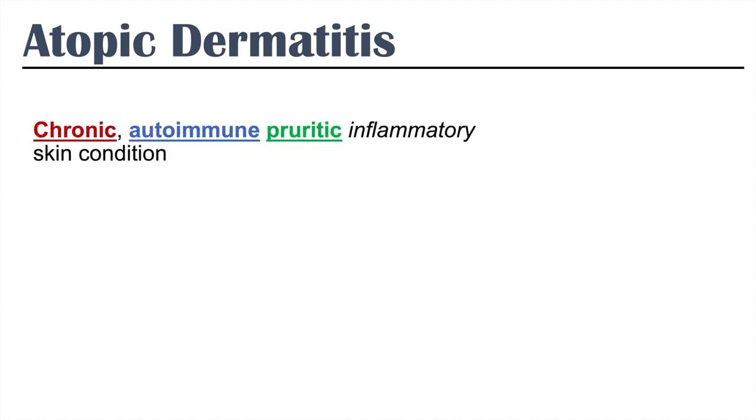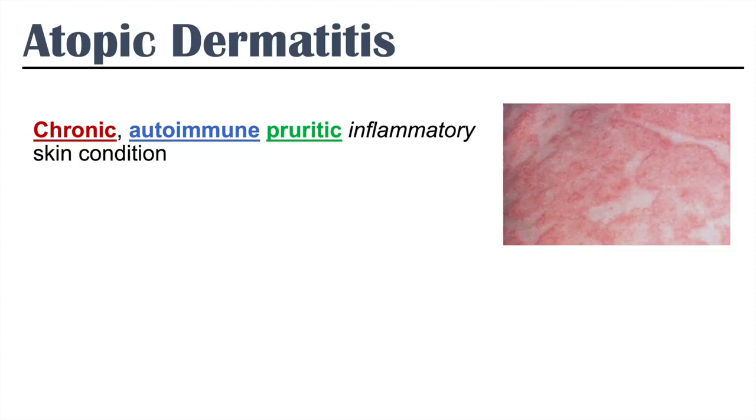So atopic dermatitis is a chronic autoimmune pruritic inflammatory skin condition. So those are 3 or 4 very key words to remember. It's chronic, it's autoimmune, it's pruritic, and it's inflammatory.